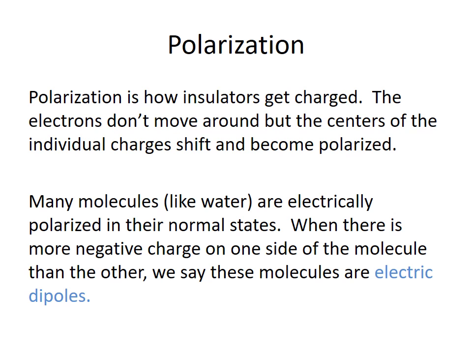An example of that would be water molecules. The way they share their electrons between the hydrogens and the oxygen causes a water molecule to be more negative on one side and more positive on the other side. So anything that is like this, those molecules are going to be electric dipoles. If they are polarized, we say that they are electric dipoles, meaning they have two poles. They have a positive and a negative.